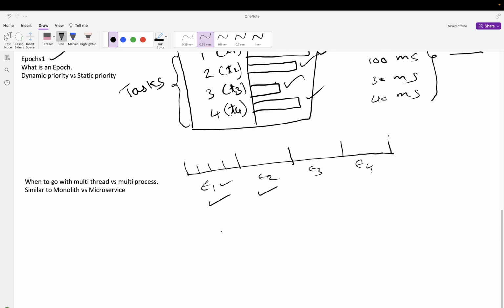Now one question: when to go with a multi-threaded process versus a multi-process application? I would say it's similar to monolith versus microservices in a distributed system. If we have tasks which are related to each other, we should go with multi-threading, so they should be part of one process. And if the tasks are not related, can be executed independently, and don't depend on each other, then we can go with the multi-process strategy.